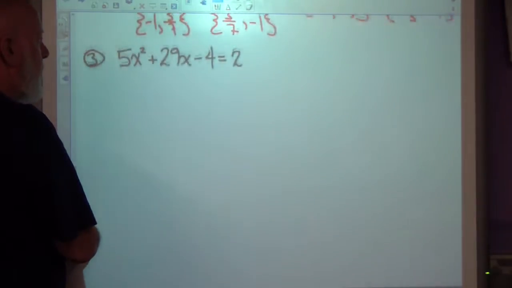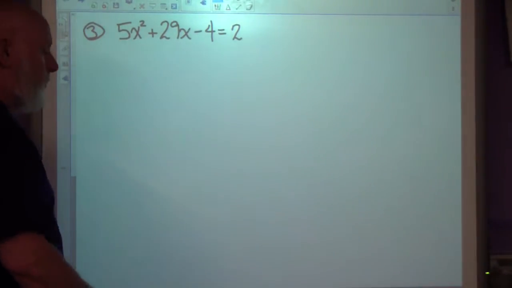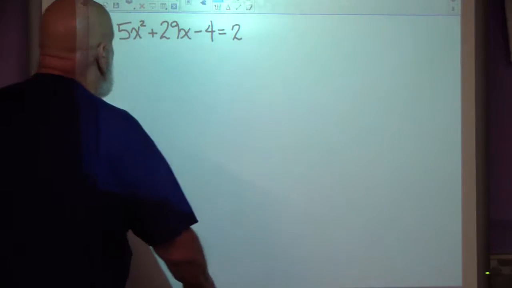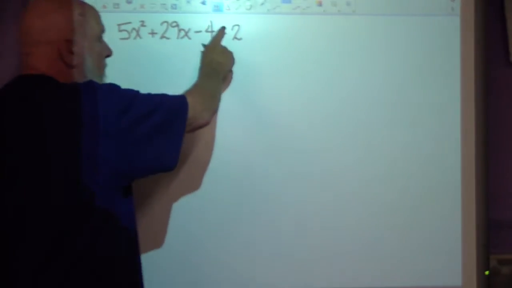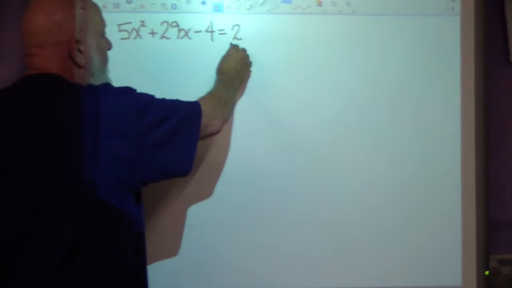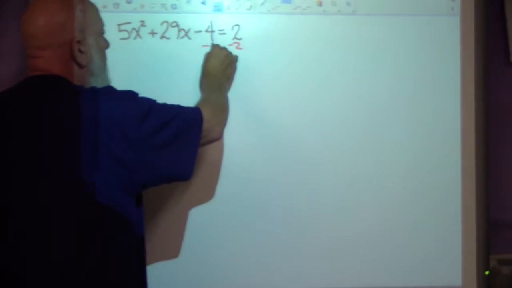Let's see if I got one more. I do. Let's take a look at this one. We'll do the same thing. We're asked to solve this quadratic equation. The first thing we want to do is set the equation equal to 0. So I'm going to subtract 2 from both sides.